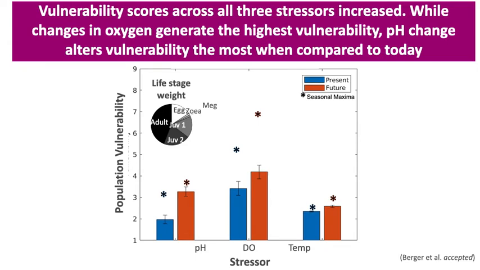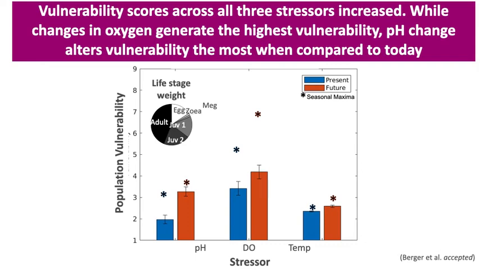Vulnerability here is consequence times exposure, and this is population level vulnerability. Each exposure was calculated with its consequence for each one of these life stages, and this life stage weight, the population matrix from Emma Hodgson's work, was used to scale it up to a population level vulnerability. This was estimated for each of these environmental stressors. What we get from this is that changes in oxygen generate the highest vulnerability, as you can see in the population level vulnerability, but that the pH change is the most different from today. The present here is in blue, and the orange shows the future.